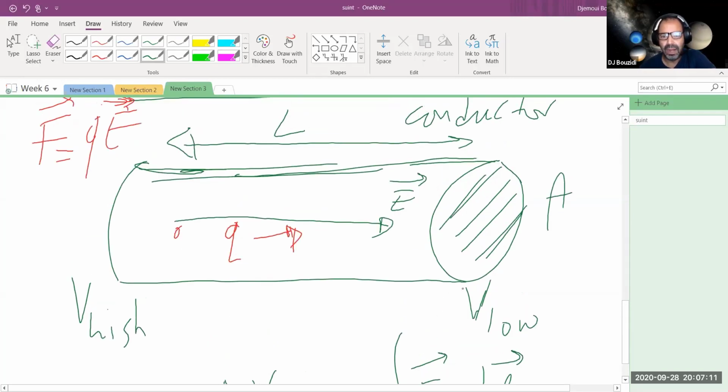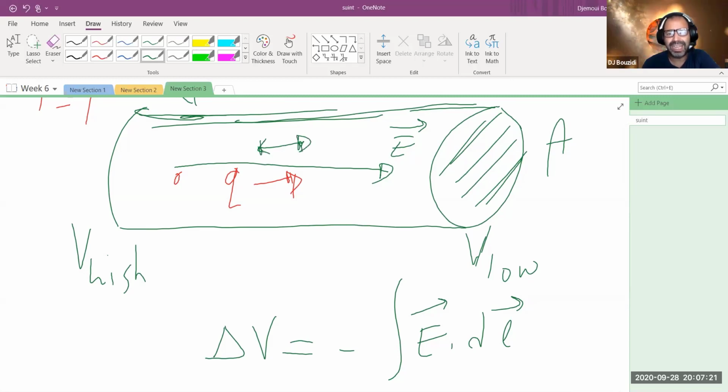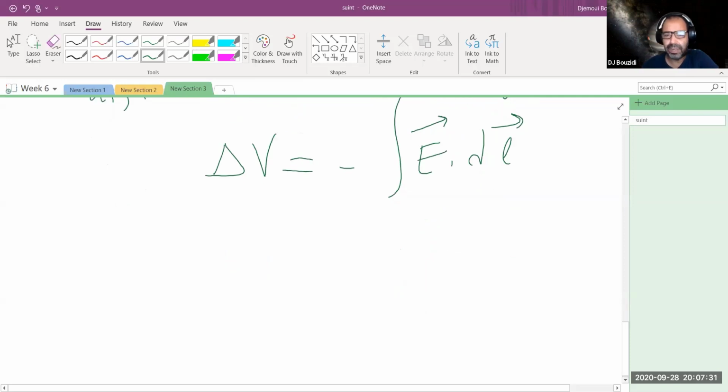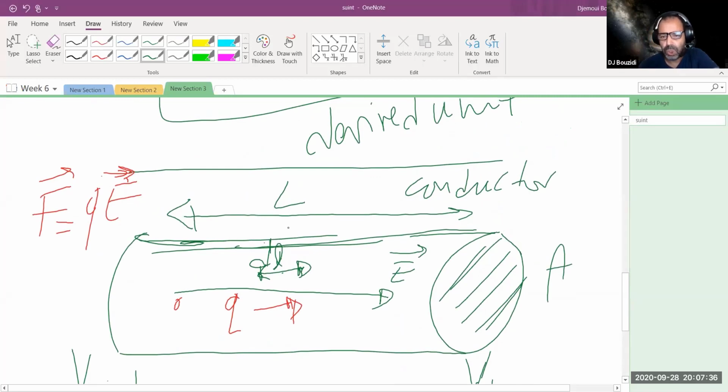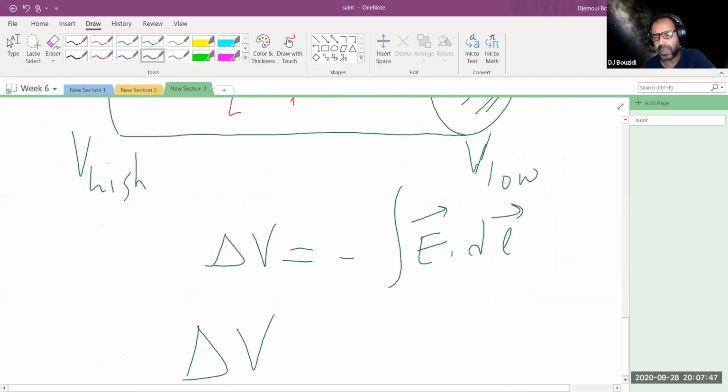And E is pointing from V high to V low. That's expected. I'm going to take dL also, which is integrated to give me my entire L, just in the same direction. So that's basically the direction of motion of these charges. So the difference in potential then is going to be, remember, I'm going to take E to be uniform. So the electric field is uniform, which means it's constant, okay? So you're going to take it out of the integral, and E and dL point in the same direction, so their dot product is just their simple algebraic product.